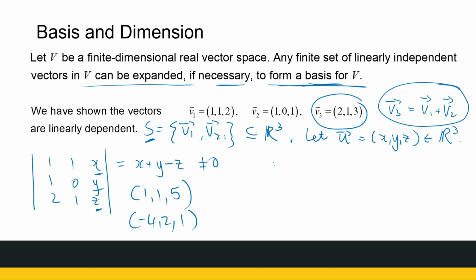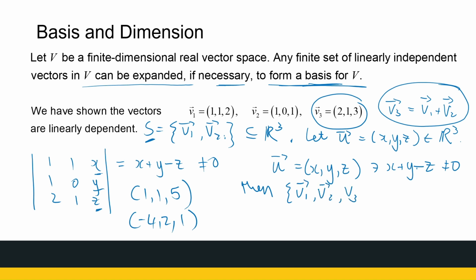So let u just be any vector x, y, z such that x plus y minus z is non-zero. Then the set with v1, v2, and, v3, there's no v3 here. We don't want v3, v3 messes things up. The set with v1, v2, and u will form a basis for R3. So that is what we are looking at.